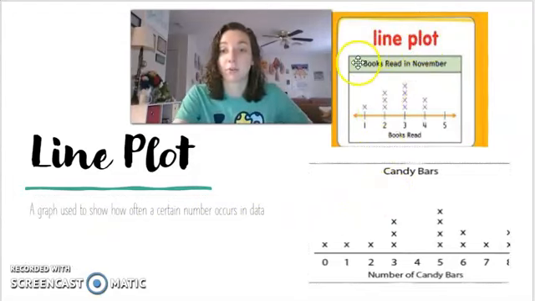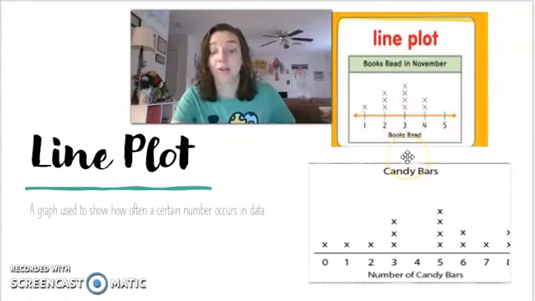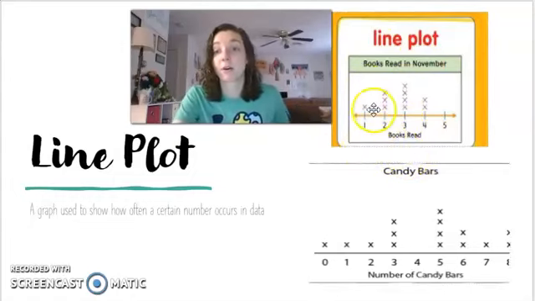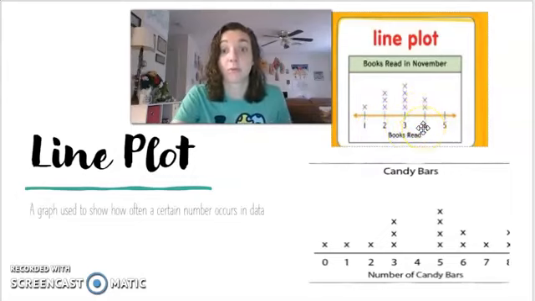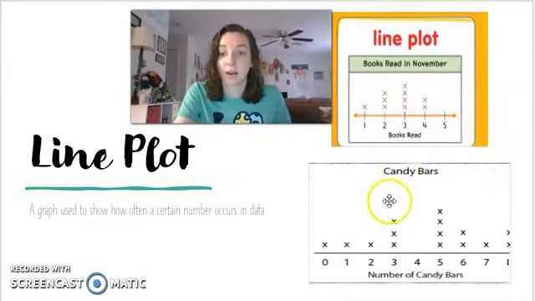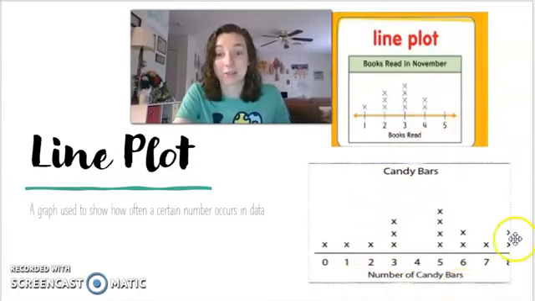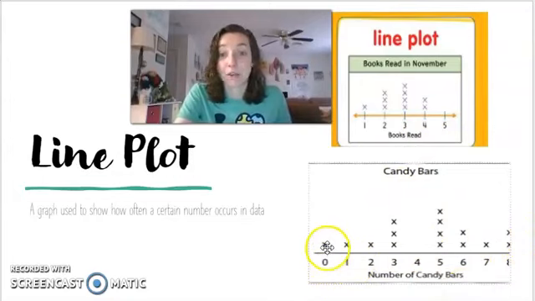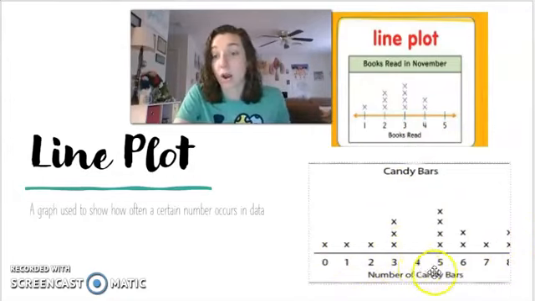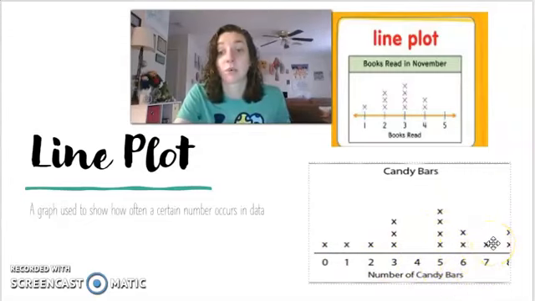So for example, our first one says books read in November. So this is the amount of books read in November. So someone read 1 book, 3 people read 2 books, 4 people read 3 books, and 2 people read 4 books. Same thing down here, candy bars, and it just says the number of candy bars, hopefully eaten, although I don't know, there's some of those that are a lot up in there. Someone ate none, someone ate 1, someone ate 2, 3 people had 3, nobody had 4, 4 people had 5, 2 people had 6, and 1 person had 7, and it's kind of cut off, but 2 people had 8.